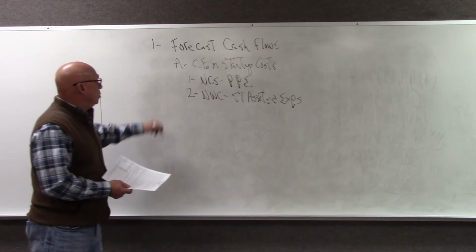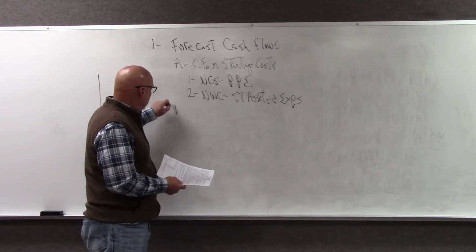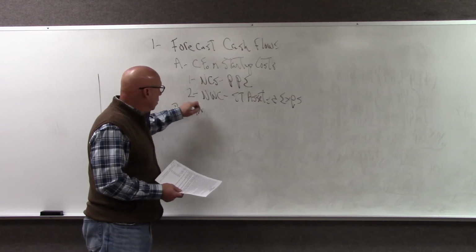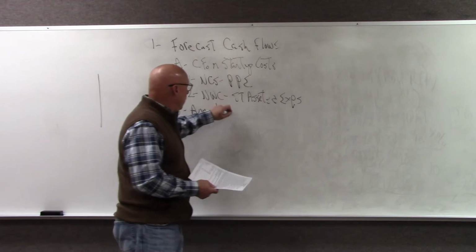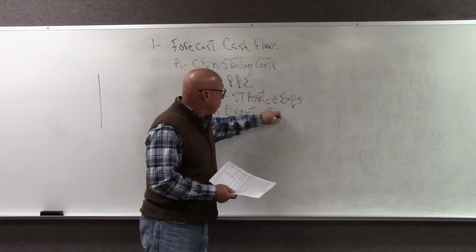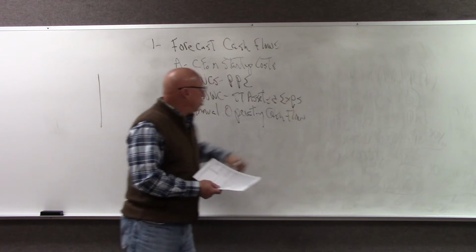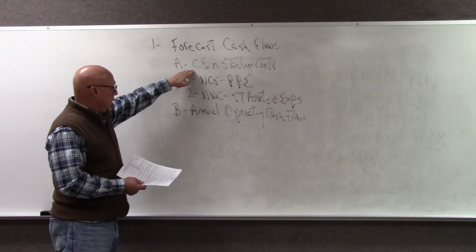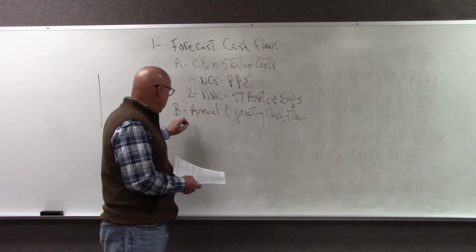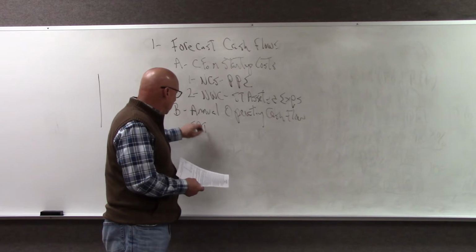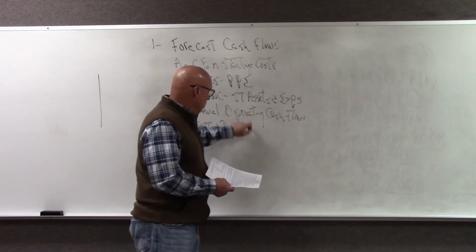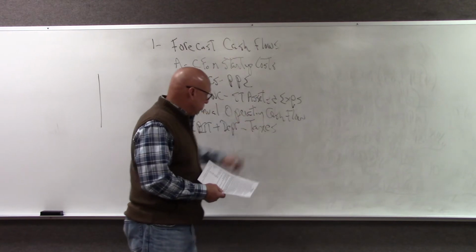So that's your startup costs. Then your second group of cash flows is your annual operating cash flow. So what it amounts to is you have to spend money in order to make money. You've heard that before. And that is your EBIT plus your depreciation minus your taxes. Okay?